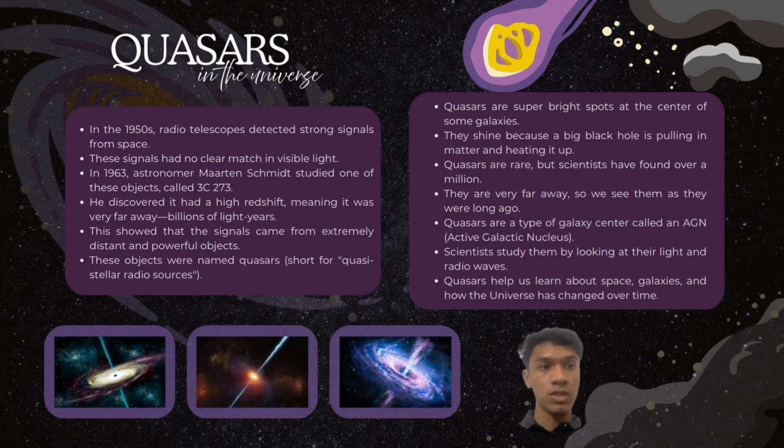And quasars are super bright spots at the center of some galaxies. They shine because there is a big black hole pulling in matter. They are very rare, but now scientists have found over 1 million. They are very far away, and they are a type of galaxy center called an AGN, active galactic nucleus, and scientists study them by looking at the light and radio waves. And quasars help us learn about space, galaxies, and how the universe has changed over time.